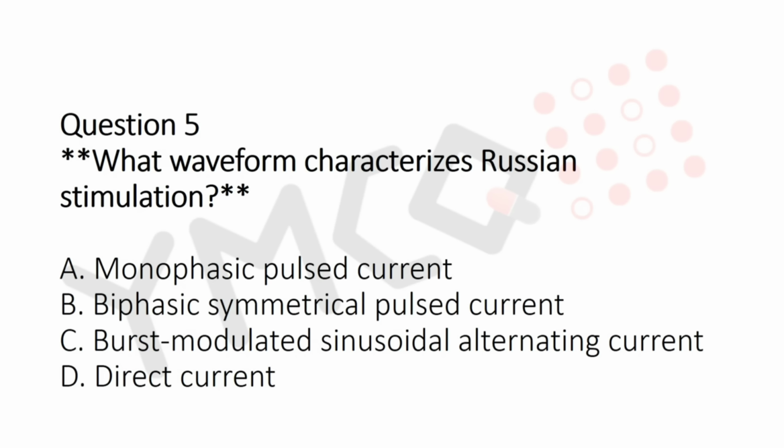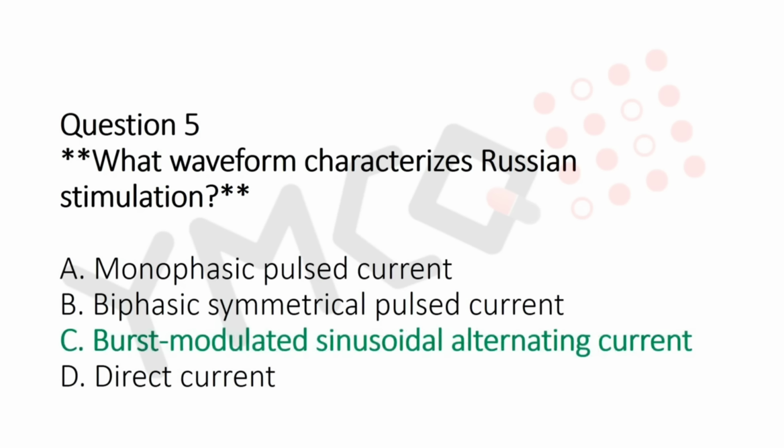Option A, monophasic pulse current. Option B, biphasic symmetrical pulse current. Option C, burst modulated sinusoidal alternating current. Option D, direct current. And the answer is option C, burst modulated sinusoidal alternating current.